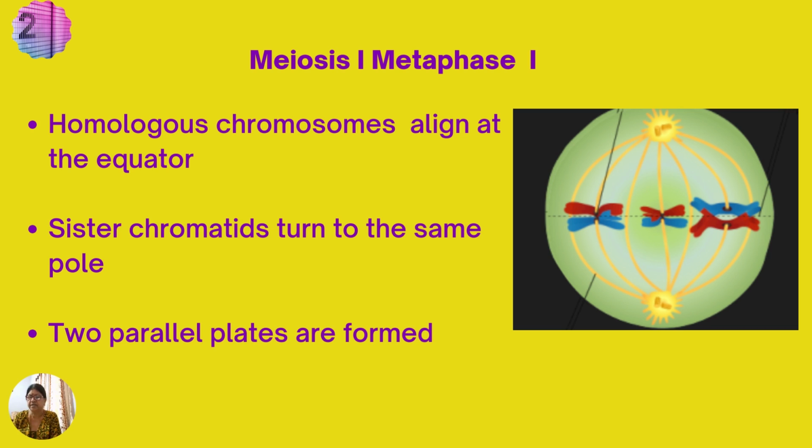Take a look at that image. Both sister chromatid pairs are turned towards the same pole. Chromosomes form two parallel plates. This is the major difference between meiosis and mitosis. It causes the two members of each chromosome pair to be separated from each other during the next stage of meiosis, that is anaphase 1.